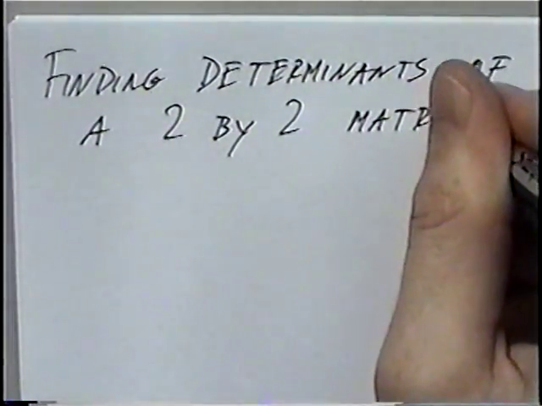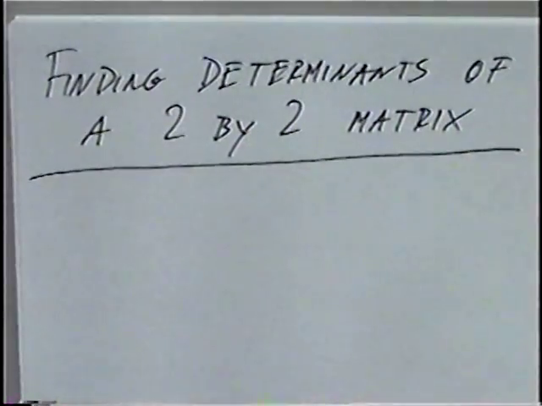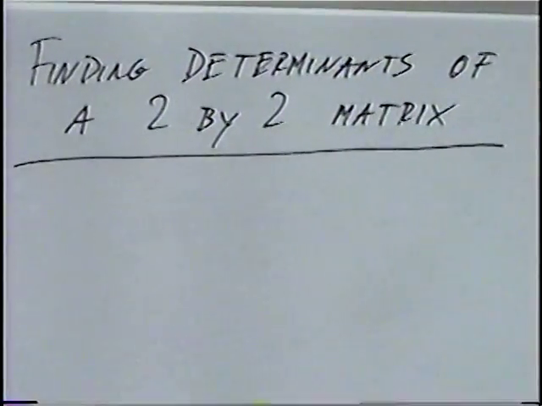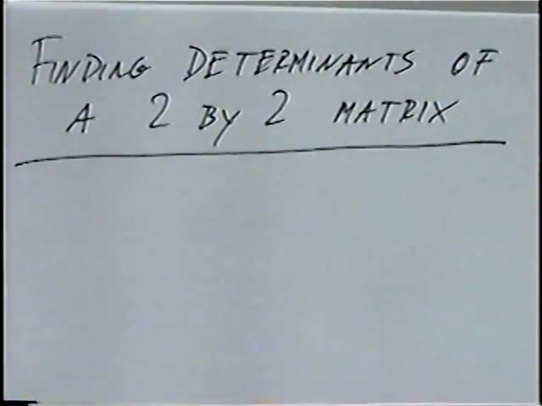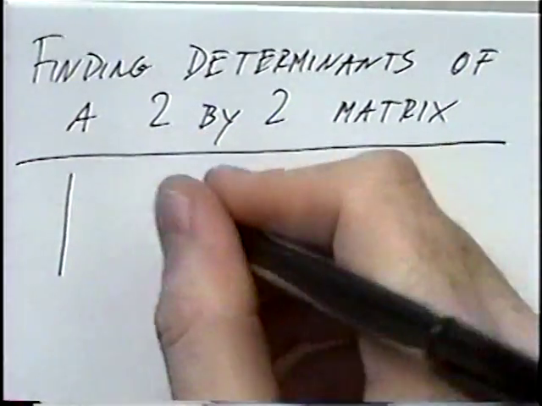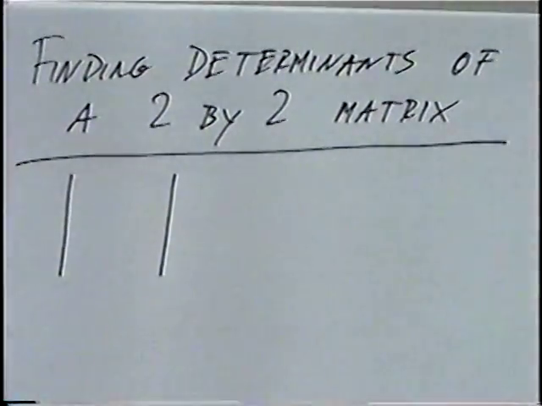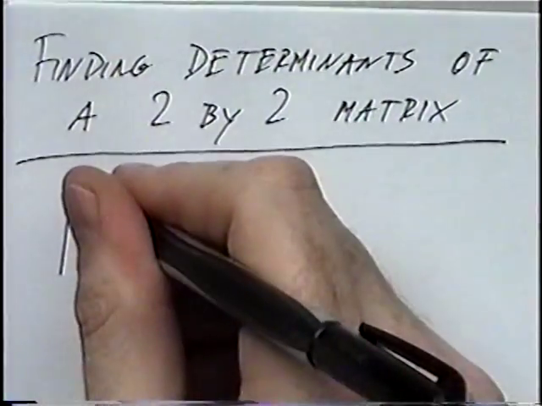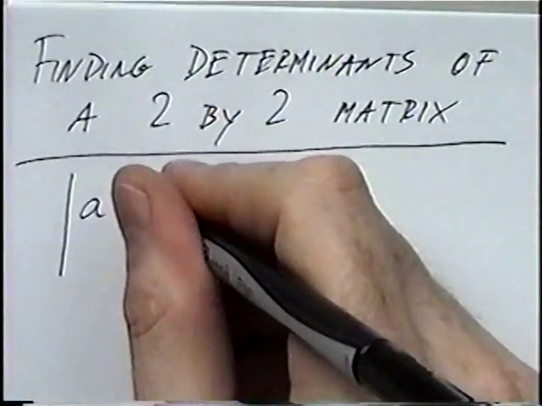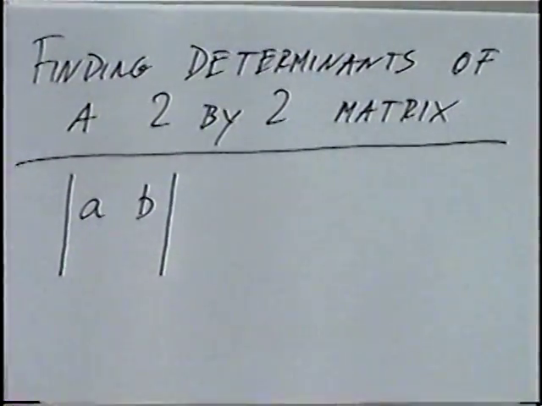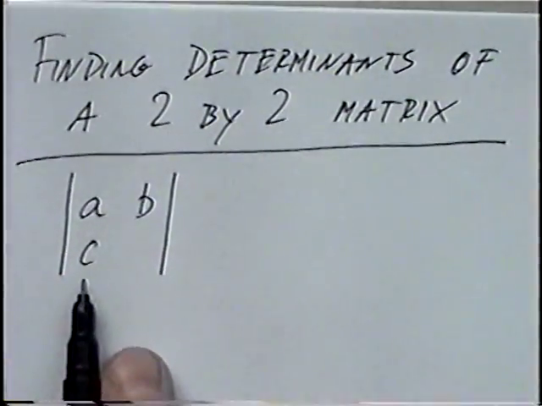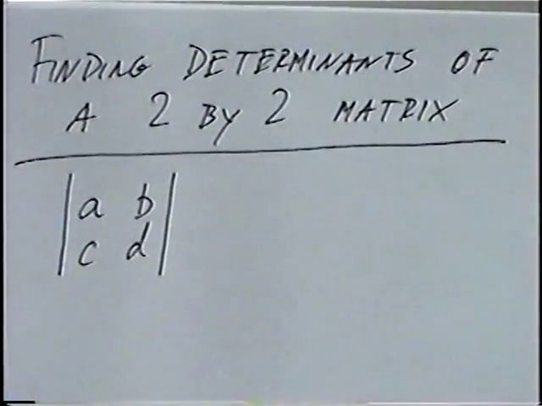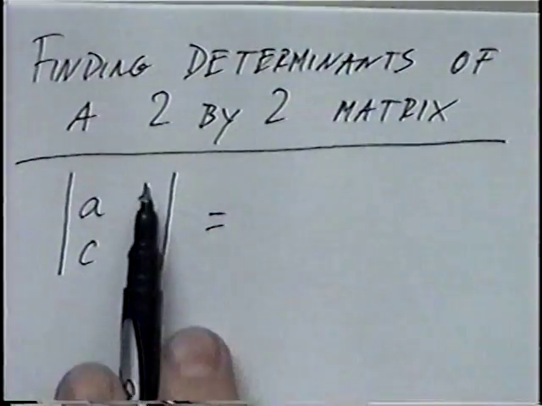In this section, we'll find the determinant of a 2 by 2 matrix. The definition is a matrix which will have two vertical lines on the outside. And a 2 by 2 matrix means we'll have 2 rows and 2 columns. We'll put A for the first number, B for the second number in the first row. C will be on the second row, and D will be the second number in the second row. A matrix is a set of numbers.